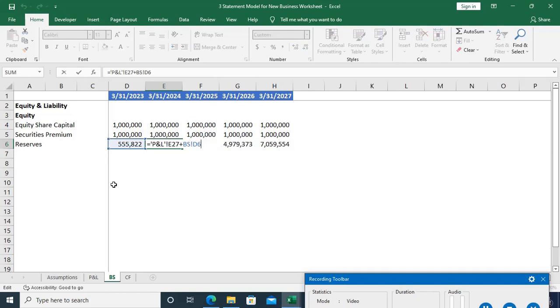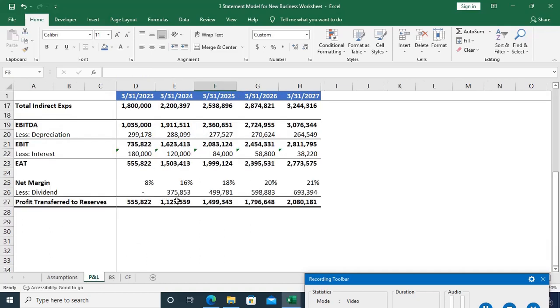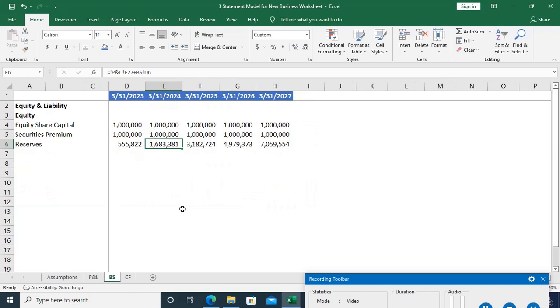Why? Look at it. It is considering this plus E27. See, it is taking E27 from the PL and D6 of the balance sheet. This is the D6 and PL E27 it is taken. Okay. So this was the shortcut for results.